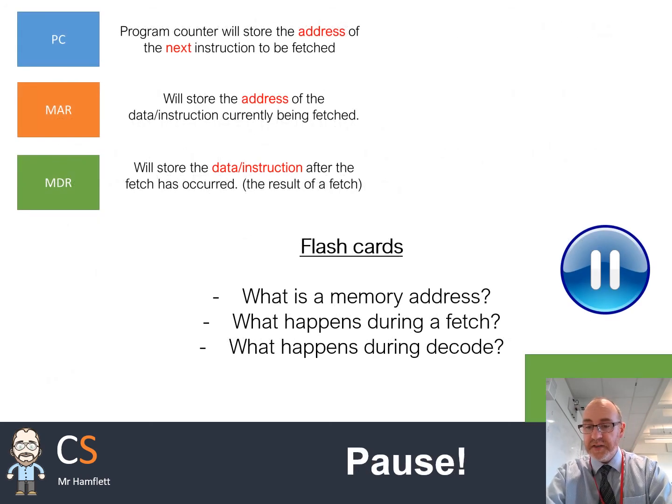There's a lot of content there, so it's now a good time to pause. You need to know the following. What is a memory address? What happens during the fetch? And also what happens during decode. It's very important to talk about the specific registers which get involved in each of those stages.